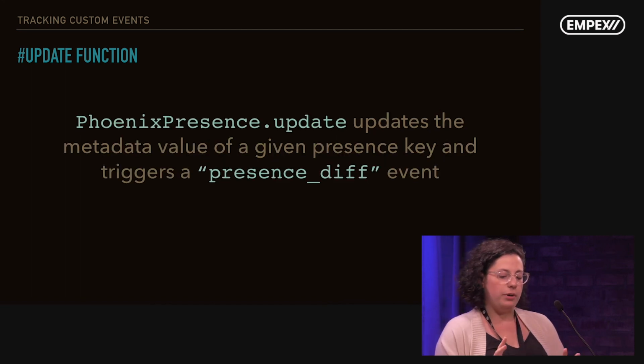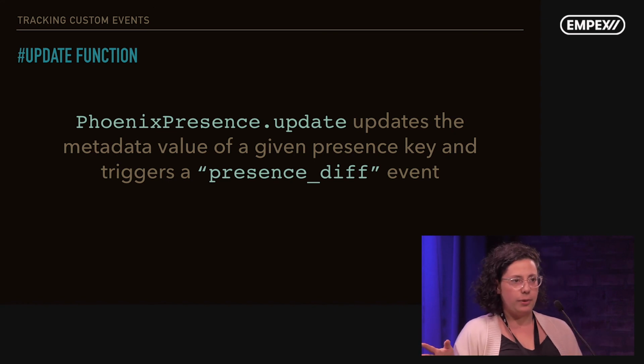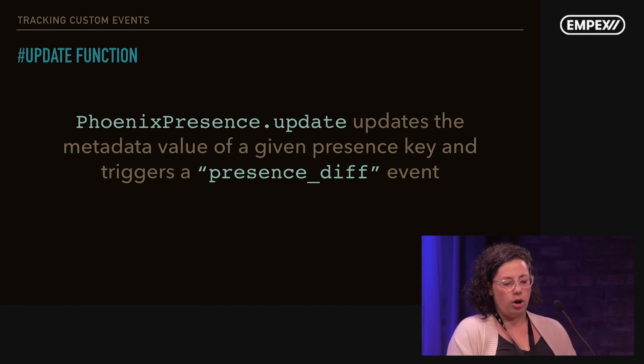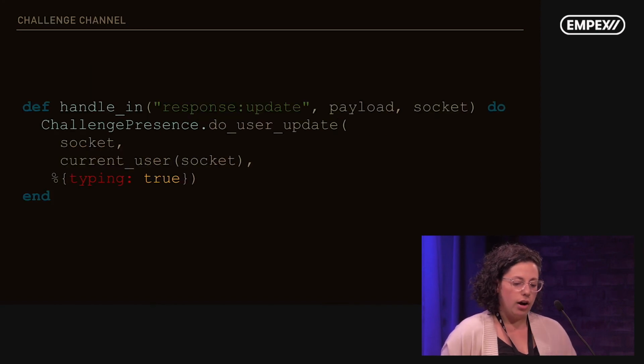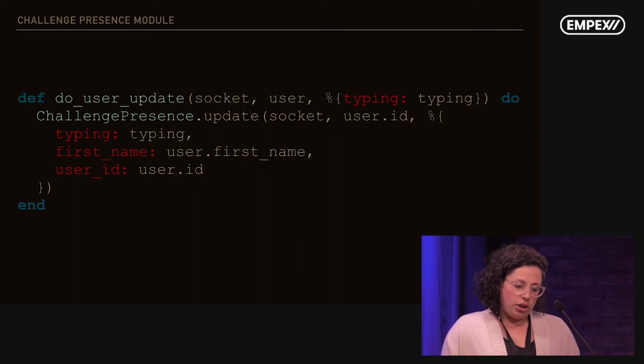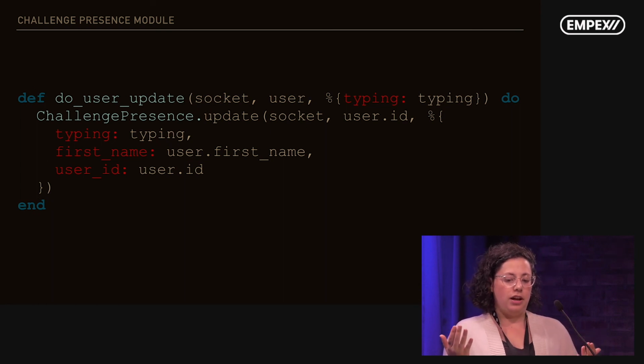So within this moment in time, when someone starts typing and they fire a response update event, we are going to call Phoenix.Presence.update, which does exactly what it sounds like. It updates the metadata value of a given presence key, and for free, just like with that track function, it triggers a presence diff event for us. So in our response update event in our challenge channel, we are going to call ChallengePresence.do_user_update, which really just wraps a call to ChallengePresence.update, and we're passing in the fact that the typing key should now be set to true.